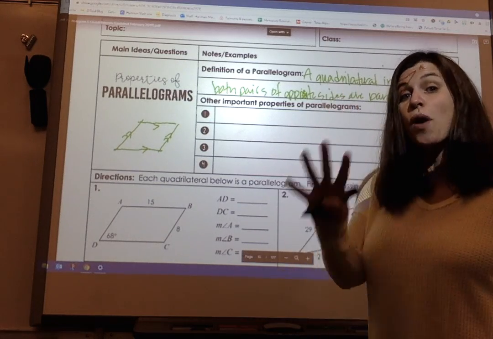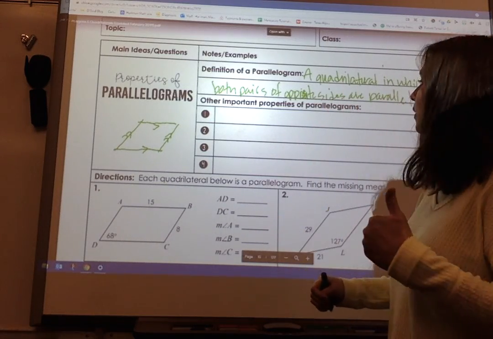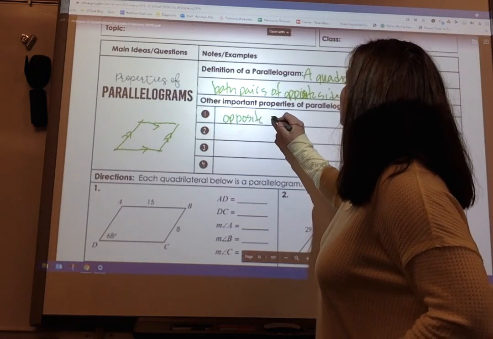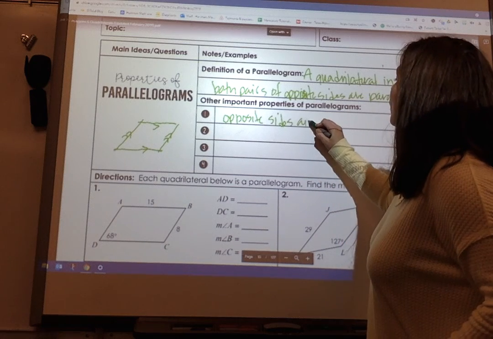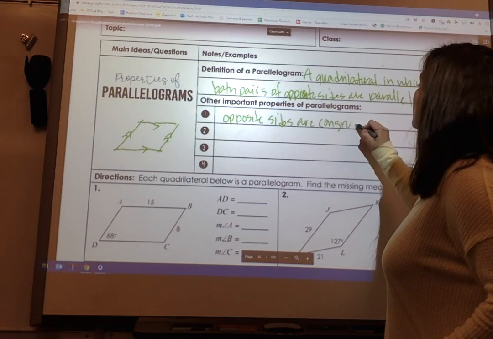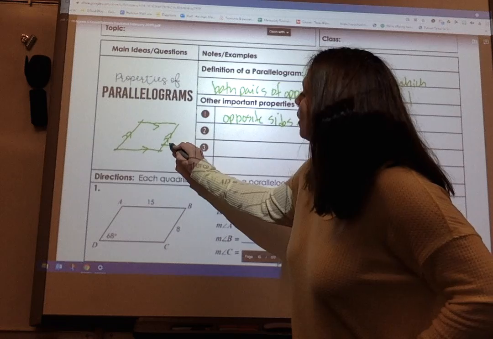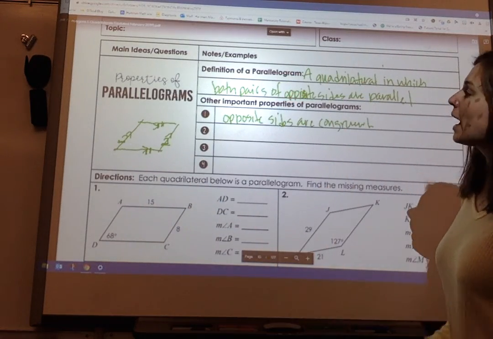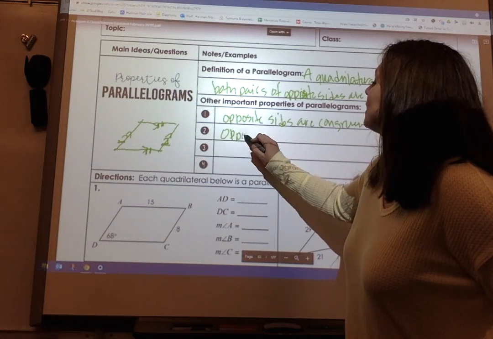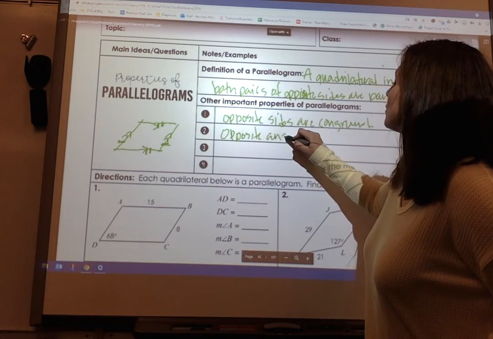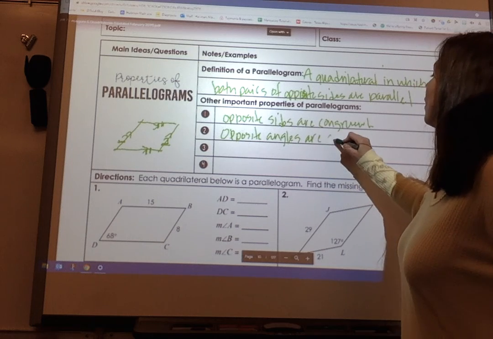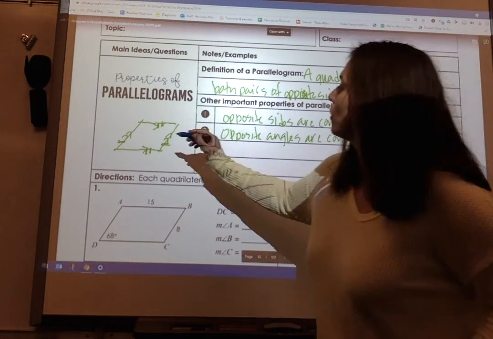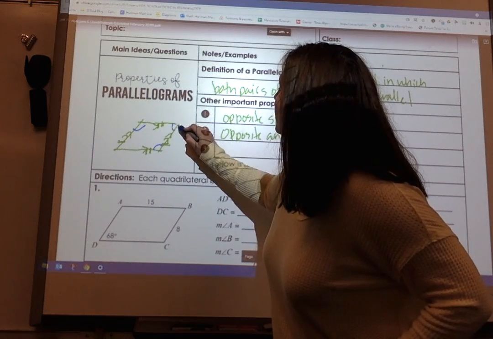There are four properties of every parallelogram, okay? The first one is that opposite sides are congruent. So I can make this marking. Opposite sides are congruent. Okay? I can say that opposite angles are congruent. And I'll do that with a different color. So opposite angles are congruent.